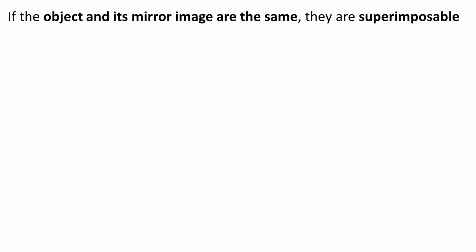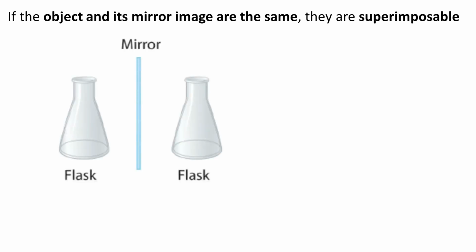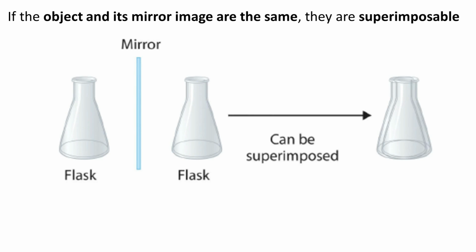For these objects, the mirror image is the same as the object. If the object and its mirror image are the same, they are superimposable. Take an example of this flask. Its mirror image is the same and the two can be superimposed on each other. Such objects, where mirror images are the same and can be superimposed, are called achiral objects.